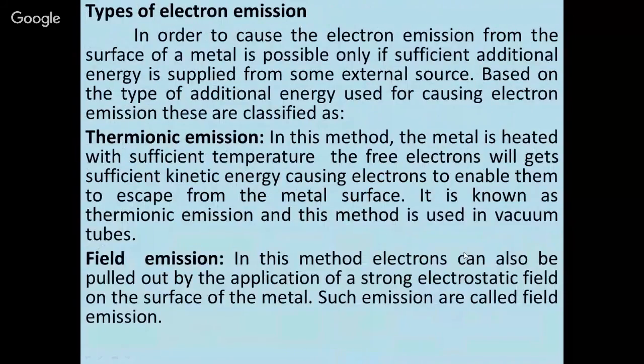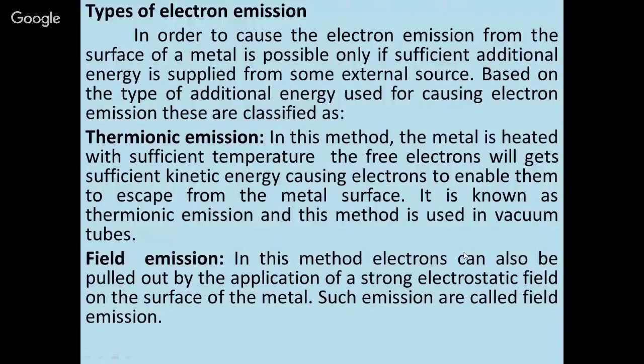So what are the different types of emission? The liberation of an electron from a metallic surface is called electron emission. How can these emissions be done? What are the different methodologies we are going to use? That is nothing but the types of electron emission. Electron emission from the surface of the metal is possible only if sufficient additional energy is supplied from some external source. Naturally it is not possible for them to come outside, but sufficient additional energy has to be supplied, and only then will these electrons come outside of the surface of the metal.